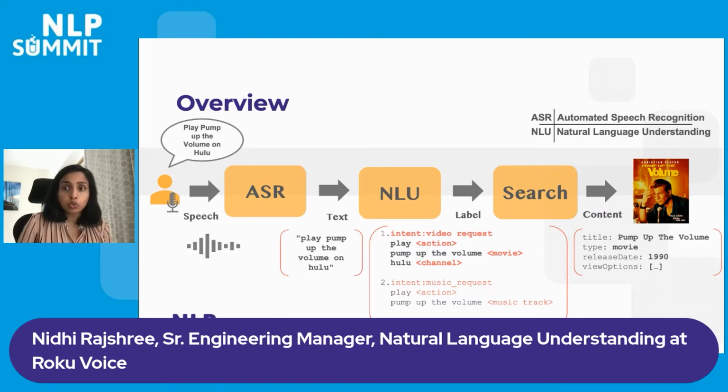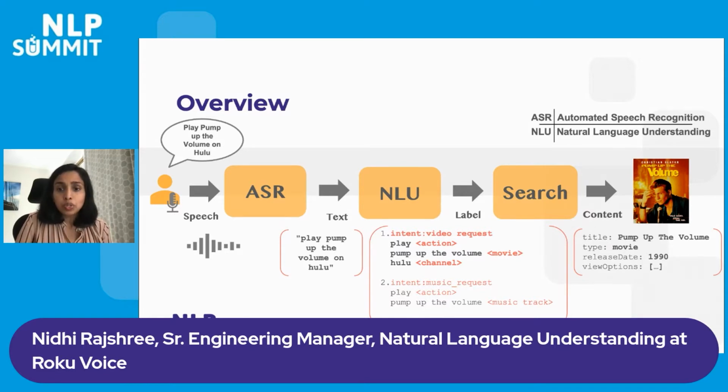Now, this transcription goes to a natural language understanding system, which basically predicts or labels the transcription to identify the user intent and the entities. So in this case, for example, this is the N-best list of predictions from the NLU system, where on top, what you see is "pump up the volume" being tagged as a video request, and that's a movie. Hulu is a channel. And then the second prediction is predicting it as a music request. And the third prediction is a system command, where the user might just be wanting to increase the volume.